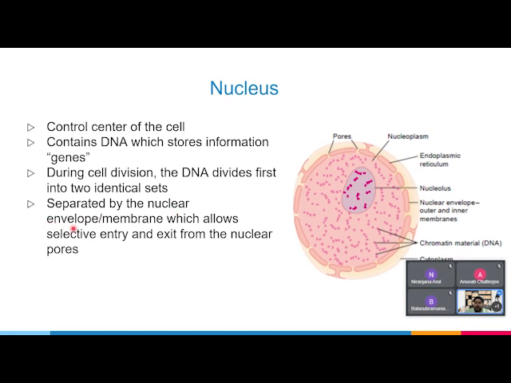The nucleus itself is separated from the cytoplasm by the nuclear envelope or the nuclear membrane, which is another membranous body which allows very selective entry and exit through the nuclear pores. So this allows only selective proteins or other molecules to pass through into the nucleus, and this also is one of the steps in post-transcriptional regulation of genes.